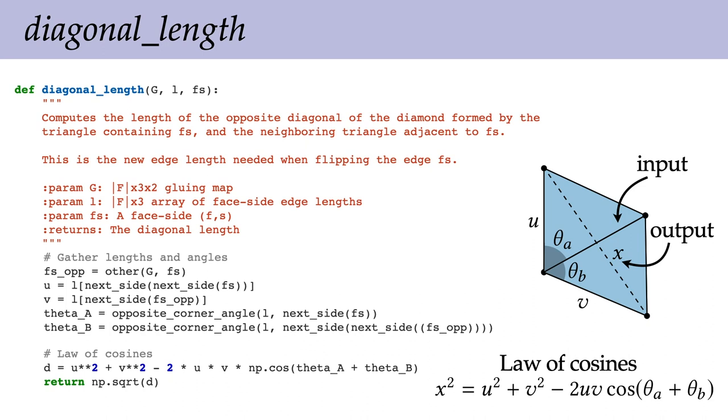This is interesting too, because the gluing map is actually showing up for the first time here. We have a side of one face, and we want to know something about the neighboring triangle. We want to kind of unfold across an edge. So our gluing map is really important to be able to get information about the adjacent triangle across that edge.